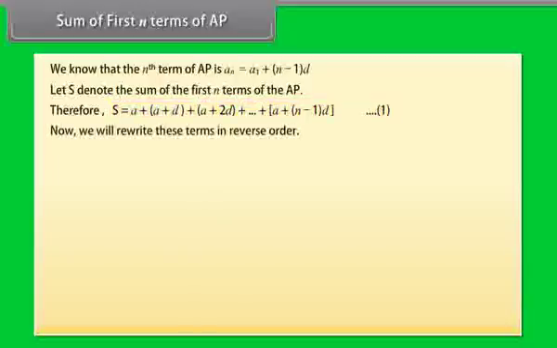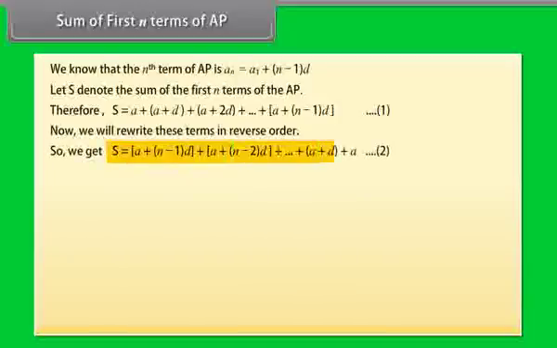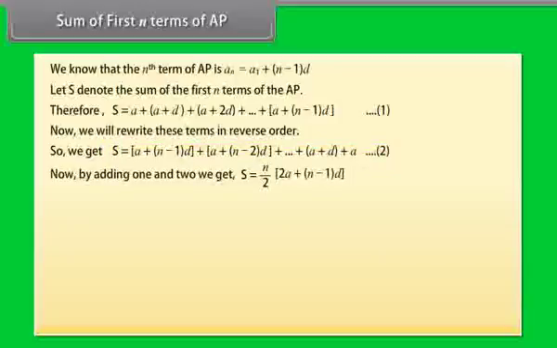Now we will rewrite these terms in reverse order. So we get S is equal to a plus n minus 1 d plus a plus n minus 2 d plus so on plus a plus d plus a. Mark it as equation 2. Now by adding equations 1 and 2, we get S is equal to n upon 2 into 2a plus n minus 1 into d. This is the sum of the first n terms of an AP.